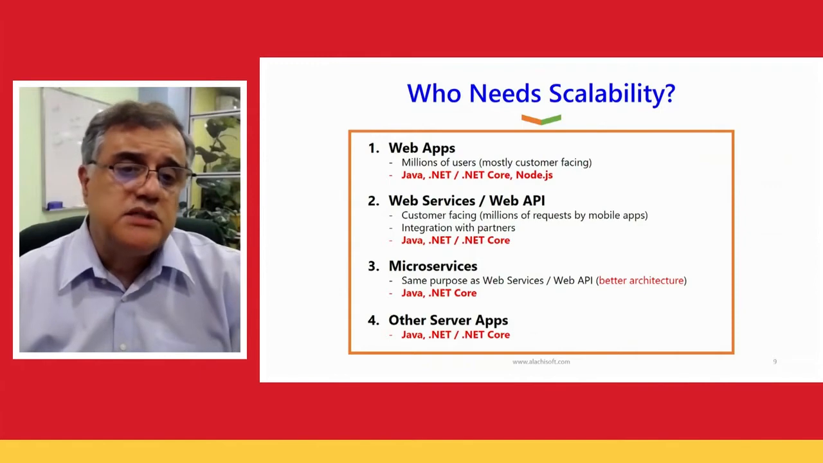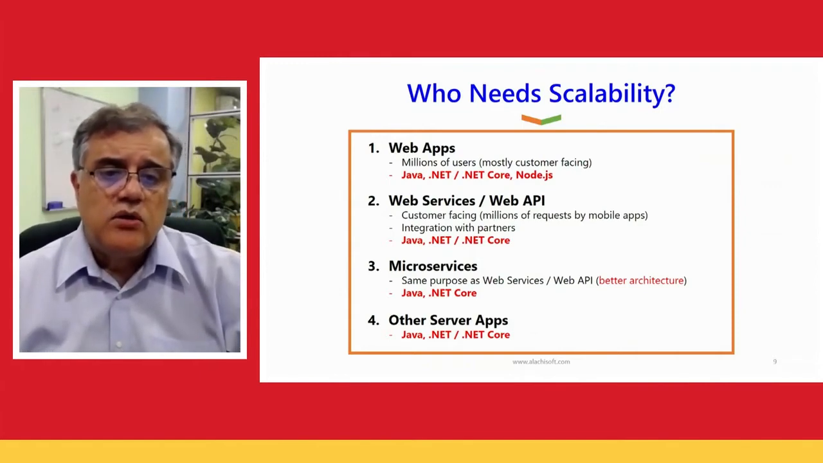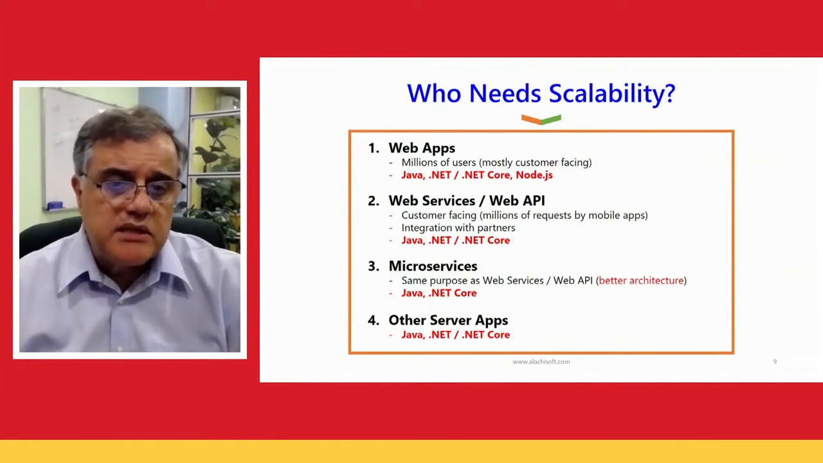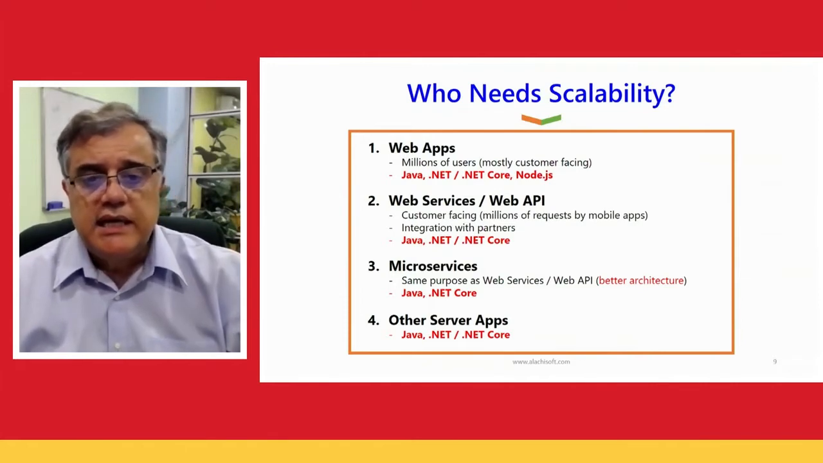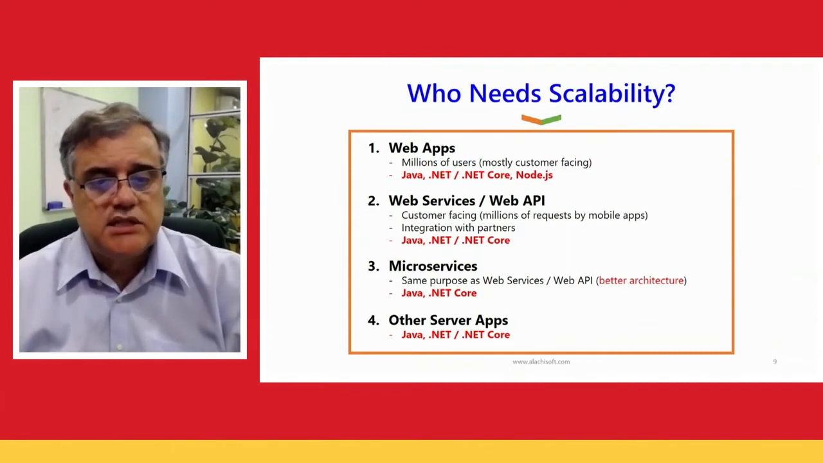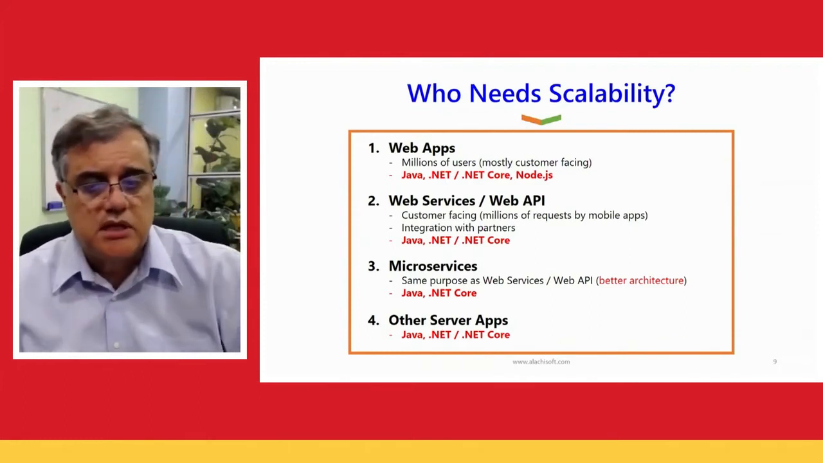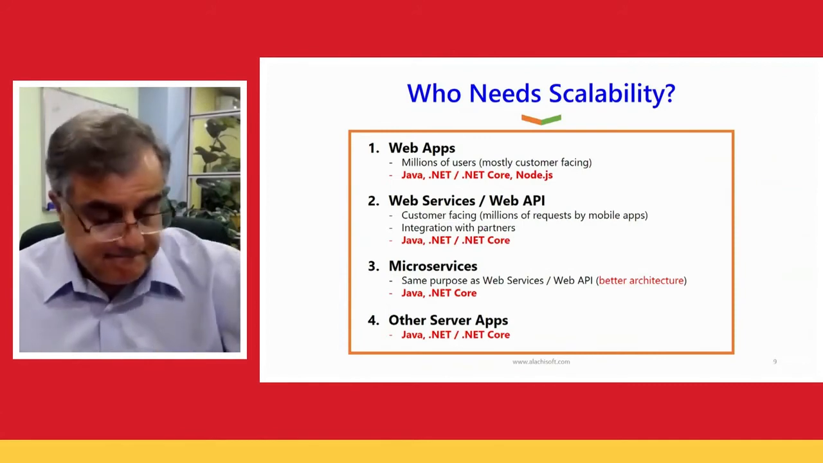As far as the technology is concerned, the web applications generally are developed in Java or ASP.NET, ASP.NET Core being the new version of ASP.NET, and Node.js. And all the other 3 types are either Java or .NET/.NET Core, microservices being either in Java or .NET Core because it's the new technology. Next slide.